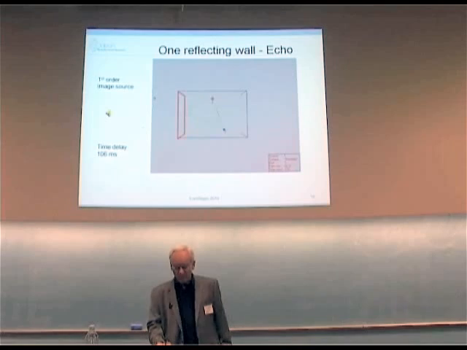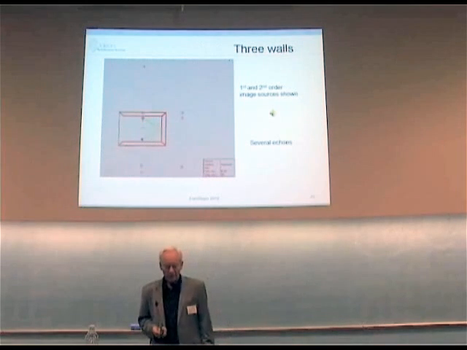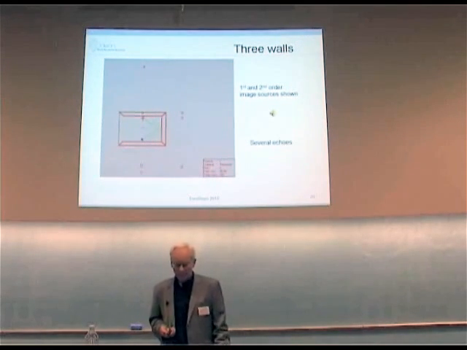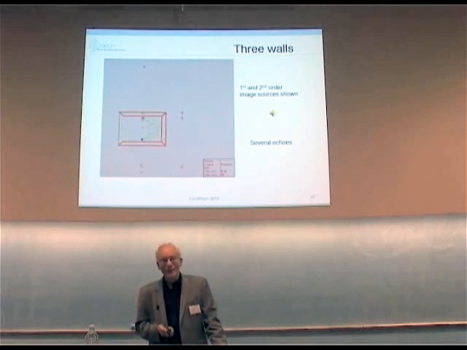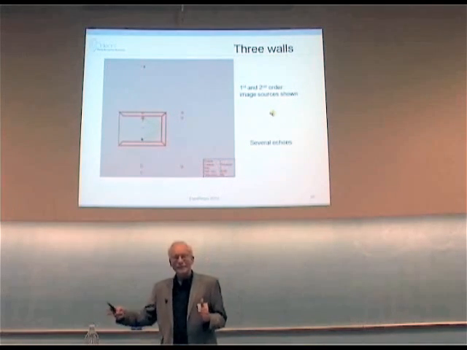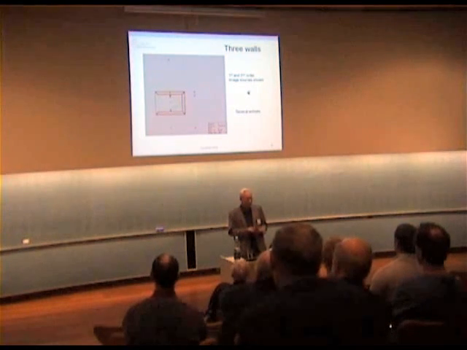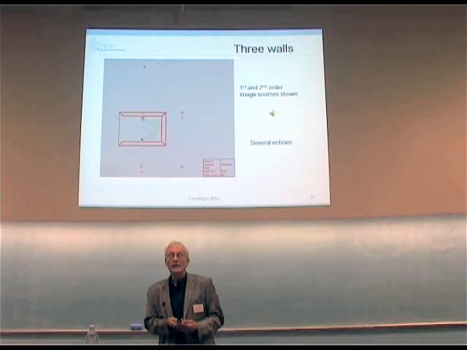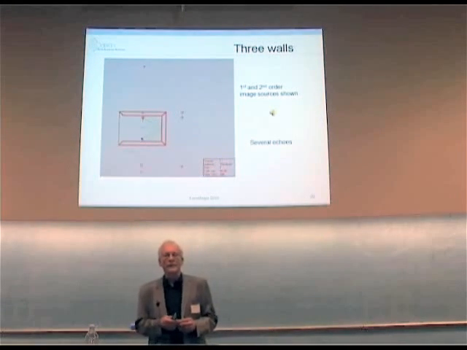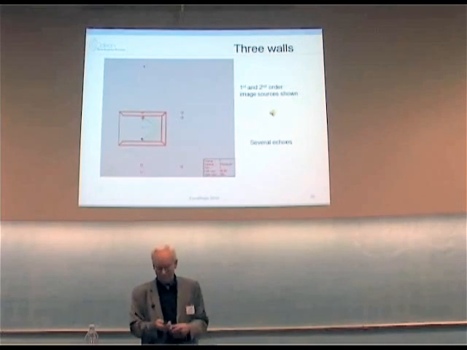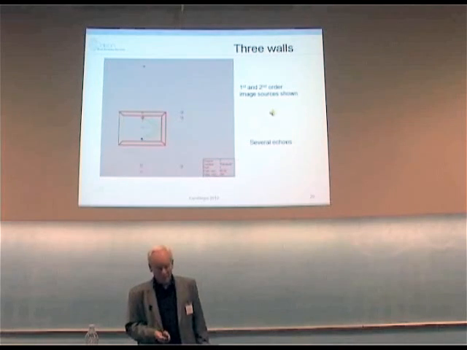If we now have more walls, you can hear a series of echoes because 2 of the walls here are parallel. So there will be, in principle, an infinite row of image sources creating all these delayed reflections. And finally, if we close the room, we have 6 surfaces.